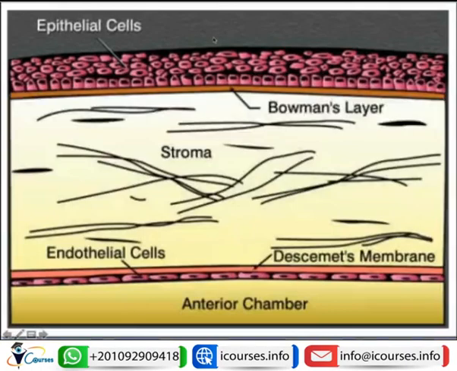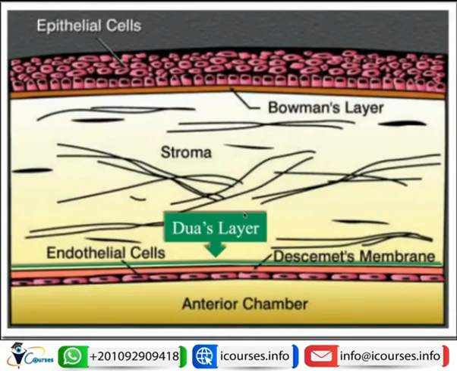Well, so we have the epithelium, the Bowman's layer, the stroma, the Descemet's membrane, and the endothelium, and this was our understanding of the corneal anatomy until a few years ago. A few years ago, a new layer was discovered in the cornea called the Dua's layer. The Dua's layer has revolutionized our understanding of the corneal anatomy, and it was discovered by Harminder Dua.